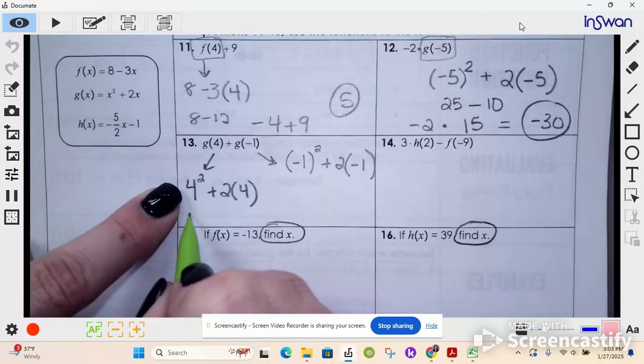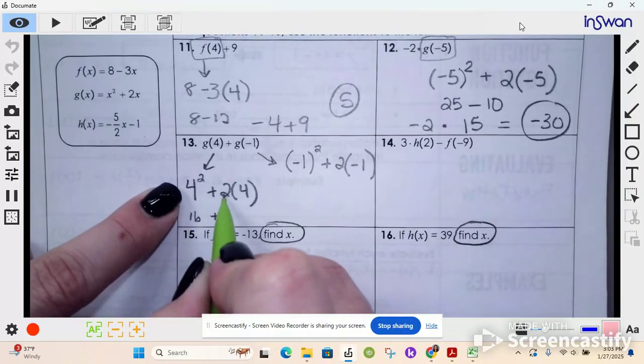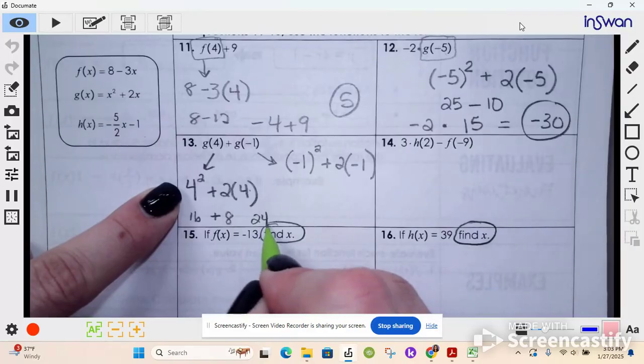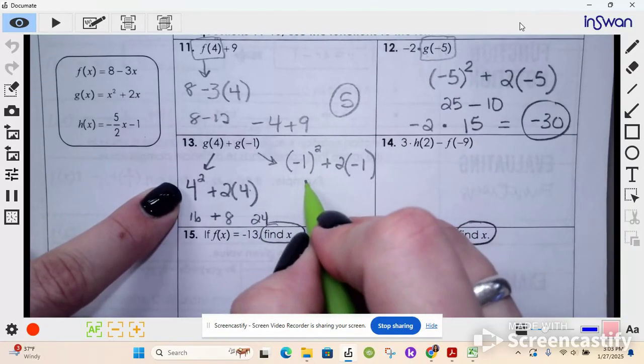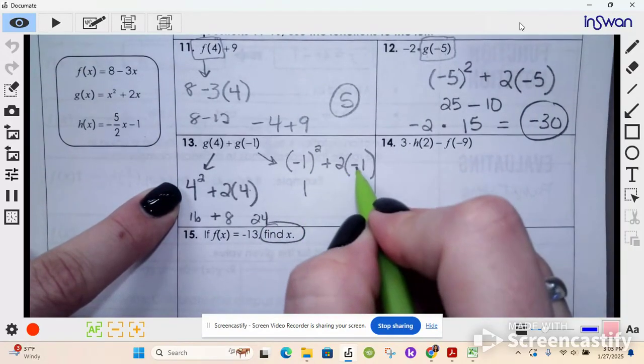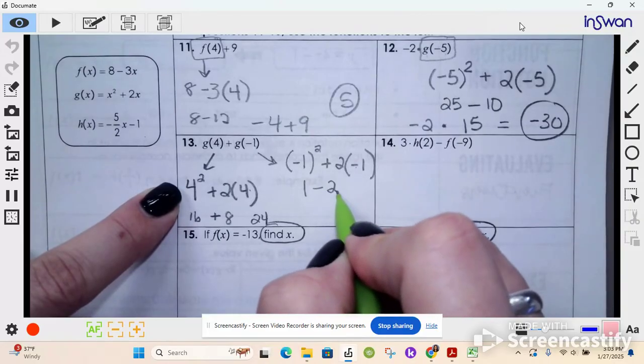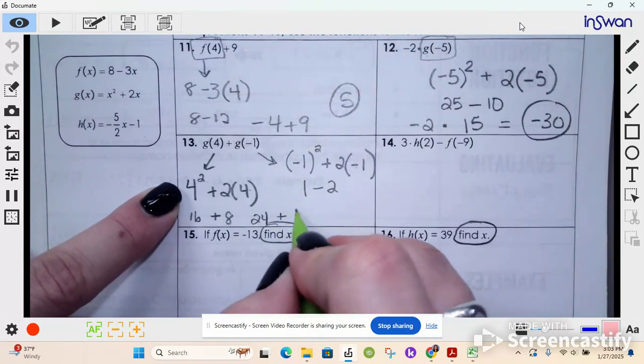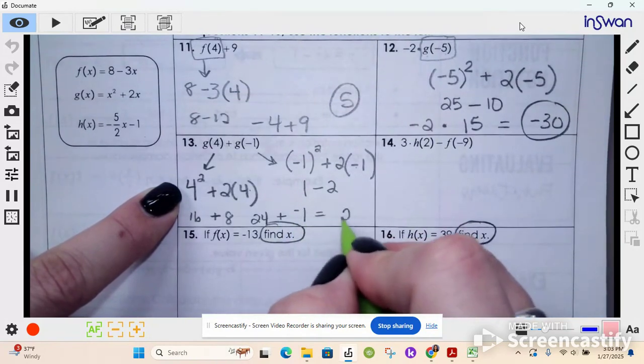So we have 4 squared is 16 plus 2 times 4 is 8. That gives us 24. Over here, negative 1 times negative 1 is positive 1. 2 times negative 1 is negative 2. So 1 subtract 2 is negative 1. So 24 plus negative 1 is 23.